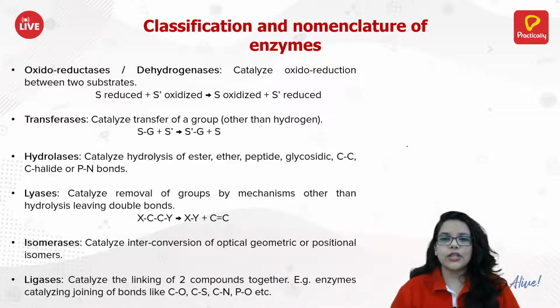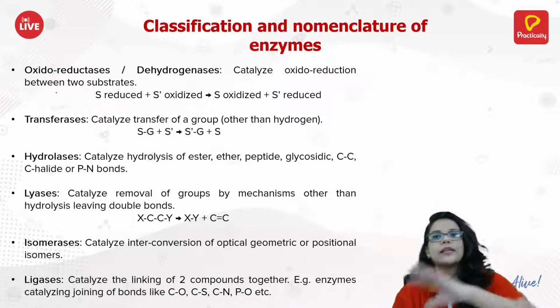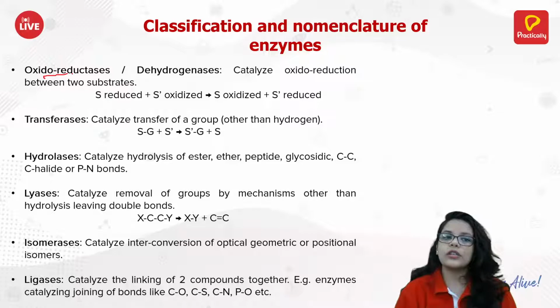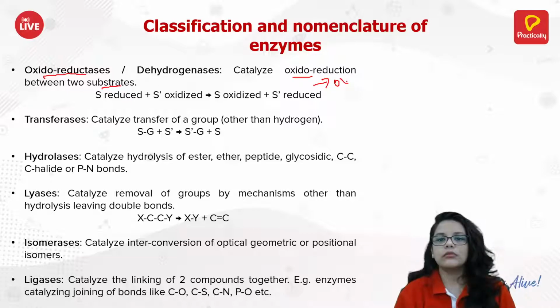Now, classification and nomenclature of enzymes. There are different kinds of nomenclature, different kinds of enzymes. Each and every enzyme has its own work cut out for it. There are oxidoreductases, which catalyze oxidoreduction between two substrates. So there is oxidation in one molecule and reduction in the other molecule.